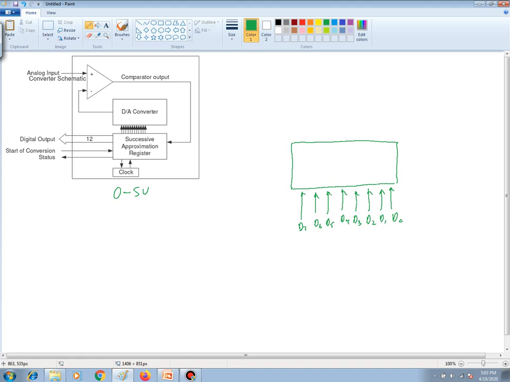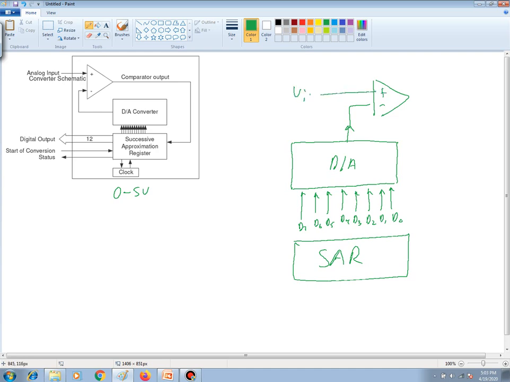Now, that's being fed from the successive approximation register, so let's just say that that's our SAR right here. The SAR is going to turn on 1 bit at a time, and it's going to send the output of the digital to analog converter and compare it through a comparator. Our VIN is being sampled by the comparator against the output of the digital to analog converter, and the comparator output is providing feedback to the SAR.